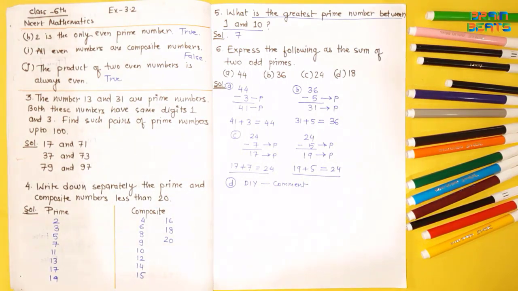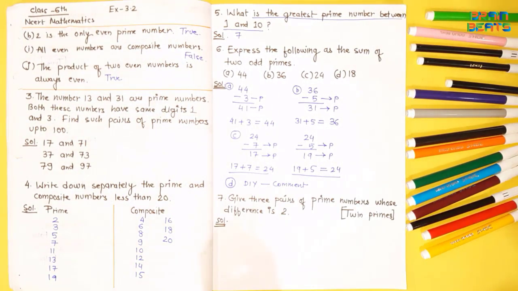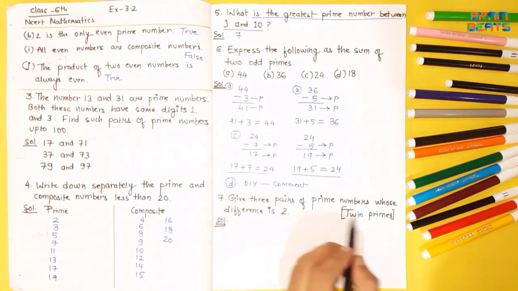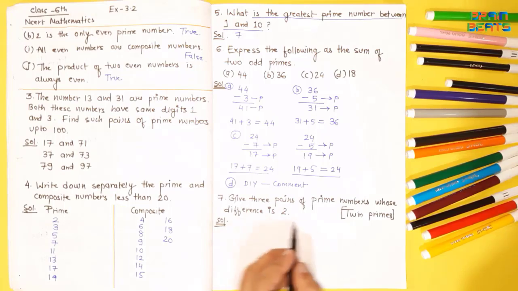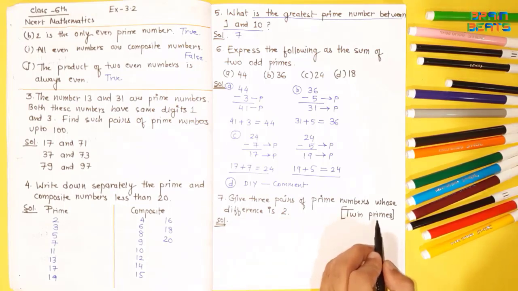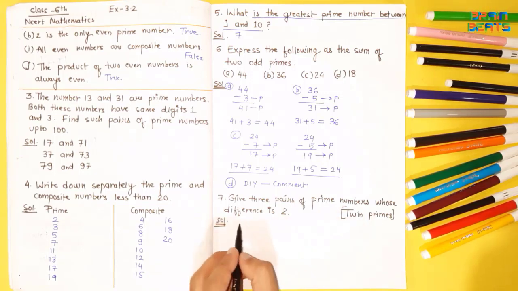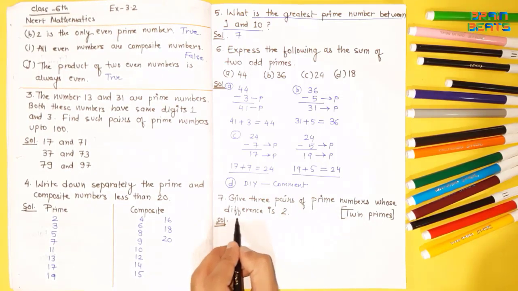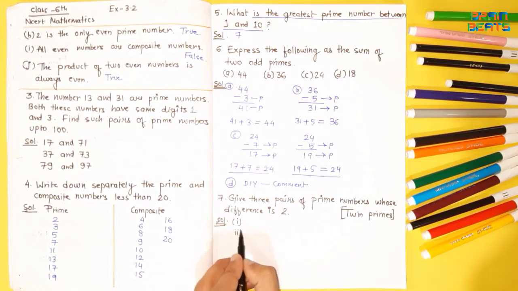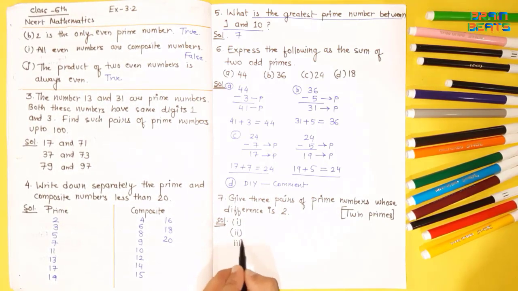Question number 7. Give 3 pairs of prime numbers whose difference is 2. This is very easy. This is also called twin primes. If we have any 2 prime numbers whose difference is 2, then those prime numbers are called twin primes. So we have to give 3 pairs: first, second and third.